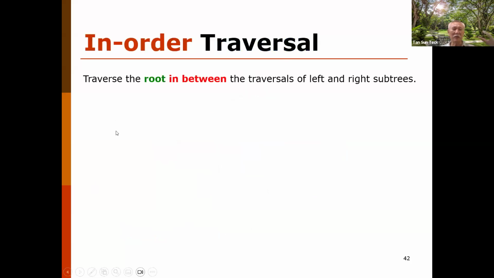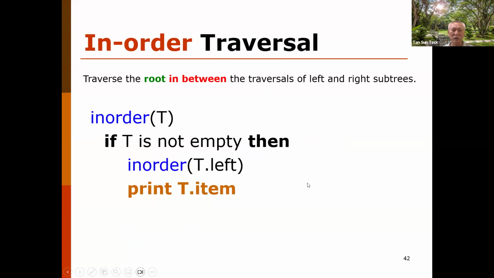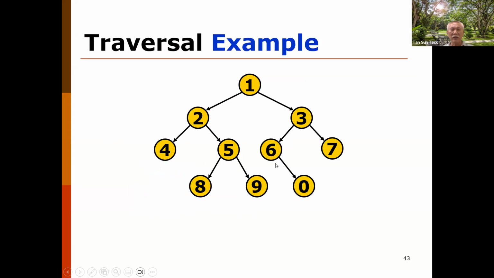In order, very simple, in between the left side and the right side. Okay. So again, the pseudocode will look something like this. I do the left subtree, I visit the root node, and then I go and do the right subtree in recursive call. Yeah. Okay.